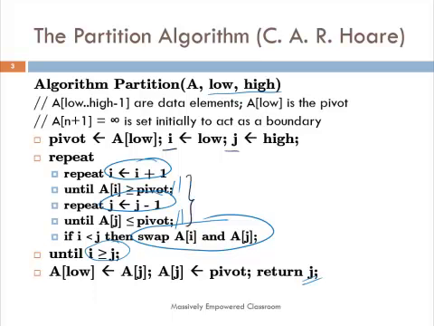So it is doing both comparison and swap operations, but it turns out that there are far more comparison operations than swap operations, or at least the number of swap operations cannot be greater than the number of comparison operations. So we are going to only count the comparison operations.